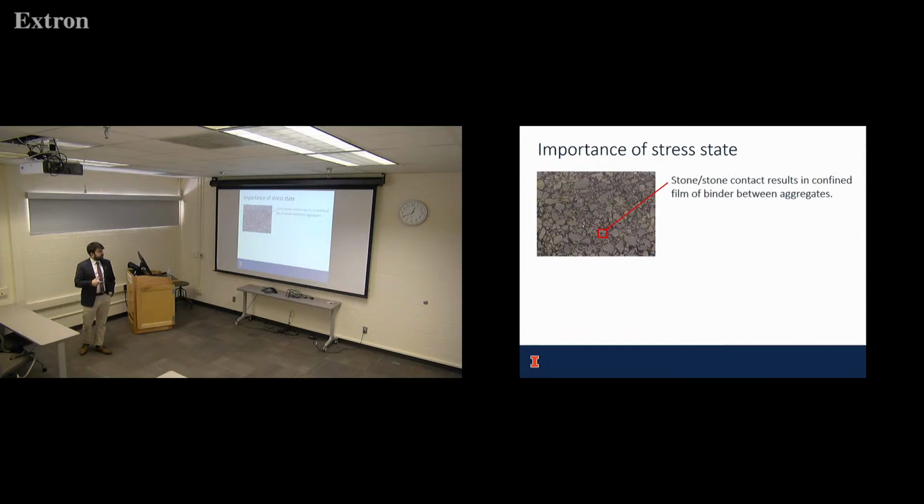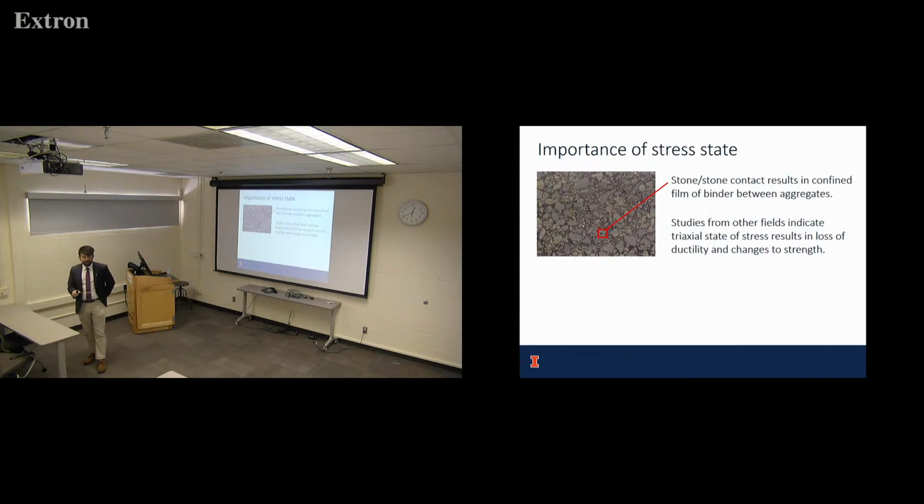Where do we see the stress state change in the material? Usually we're thinking confined films of binder between 2 aggregates. That's where we're going to start to see a different type of stress state. In that stress state, we expect to see a high triaxial state of stress. And this high triaxial state of stress, I had to go to other fields to learn about this because there wasn't much in asphalt.